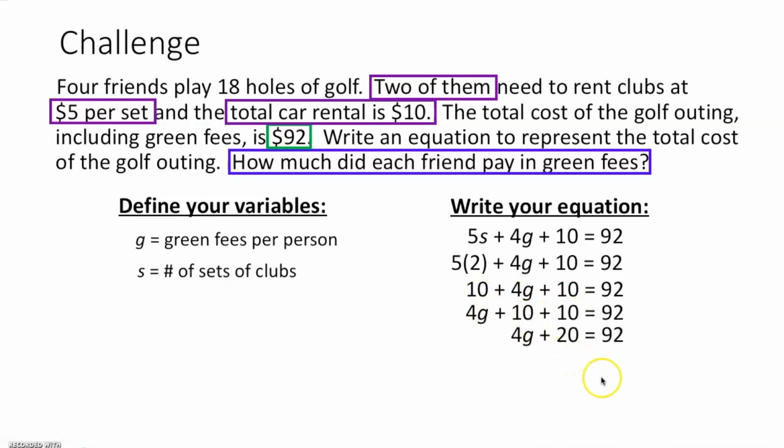Now I need to move my variables to the left. Done. Constants need to go to the right. So this 20 has to go to the other side. How do I do that? Well, since it's plus 20, I do the opposite. I subtract 20 on both sides. These cancel out. I get 4G is equal to 72.